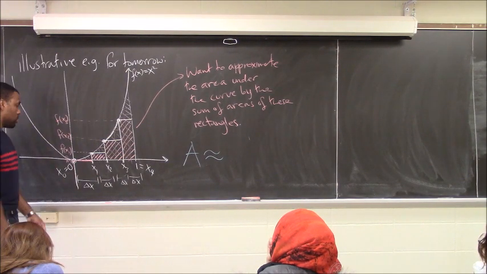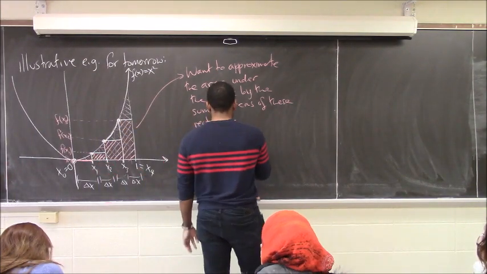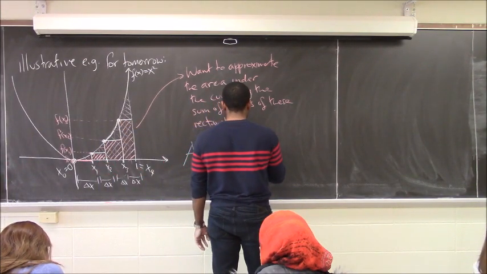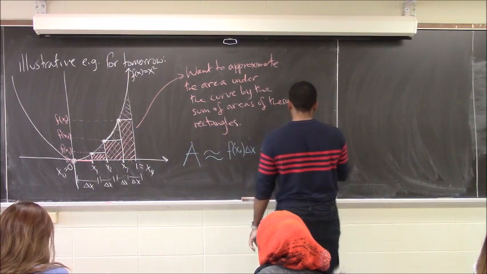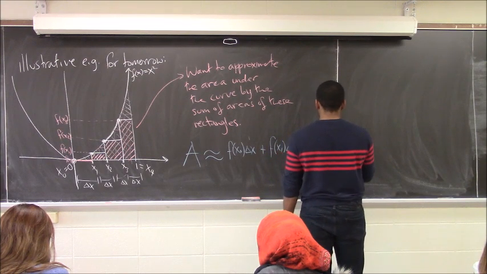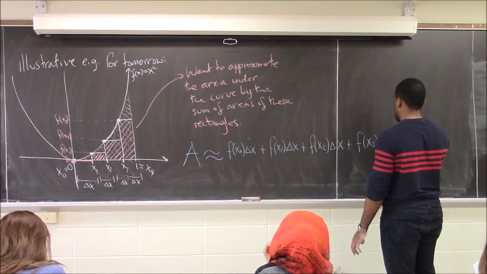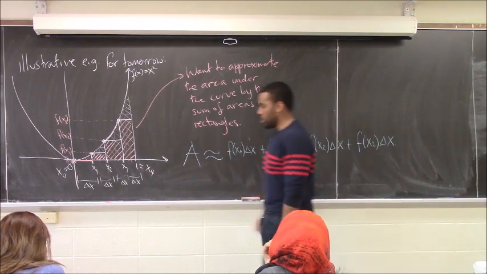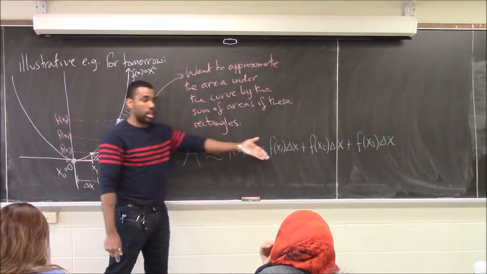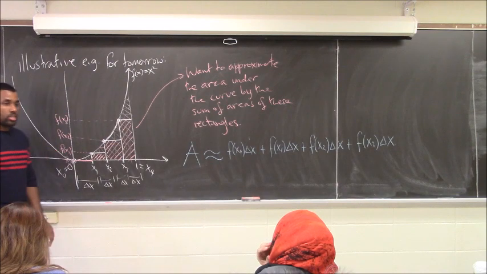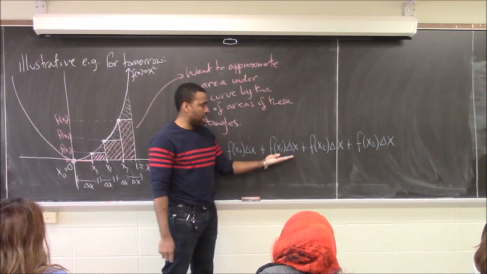And what would the sum look like? Well, it would be length times width, length times width, length times width. So I would have f of x0 times delta x plus f of x1 times delta x plus f of x2 times delta x plus f of x3 times delta x. So basically, to find an approximation for this area, I am going to have to calculate something that looks like this.